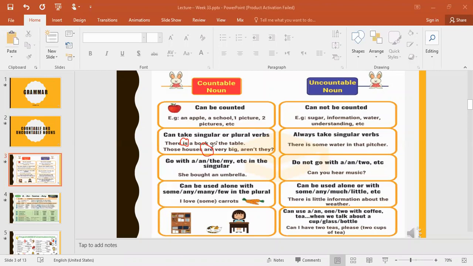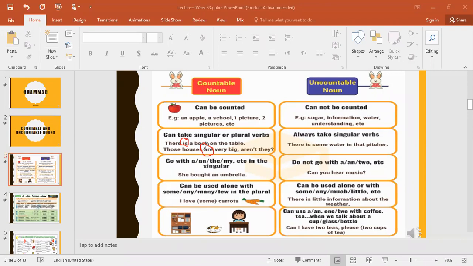Plural. So, guys, the countable nouns can take singular or plural verbs. يعني I can say there is a book. There are 3 books on the table. There is a book on the table. There are 3 books on the table. There are 10 books in the library. I can use singular and plural nouns. Clear? Till now?